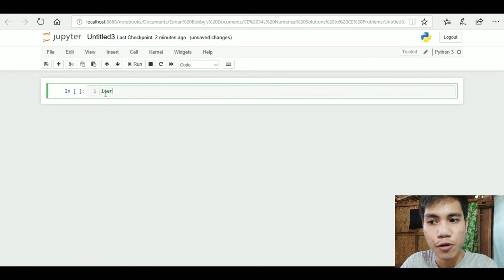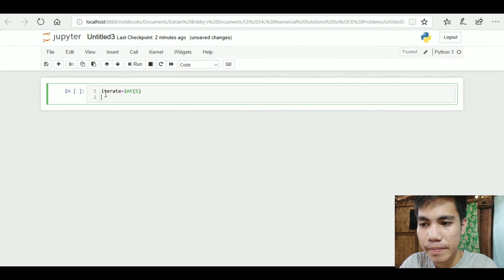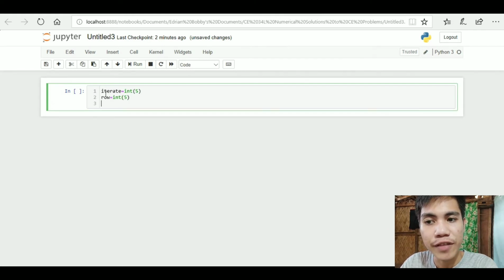First, we have to input iterate equals int(5), because we have 5 iterations. Second, row equals int(5), because we have a total of 5 boundary values: 0, 10, 20, 30, and 50 degrees.